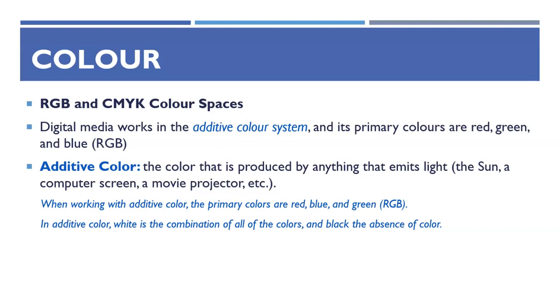This color mode is called an additive color mode. The color that is produced by anything that emits light. So that can be the sun, computer screen, movie projector, etc. So in the additive color mode, white is the combination of all the colors and black is the absence of color, which makes sense because color is created here via light.